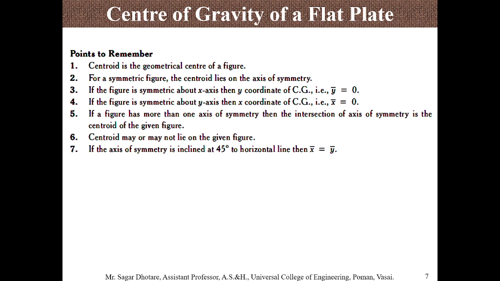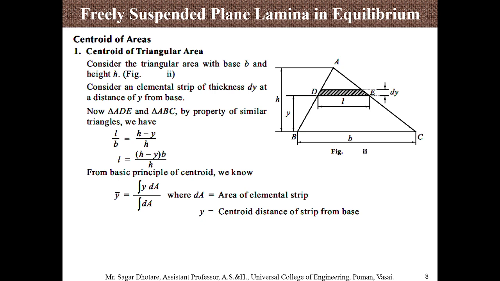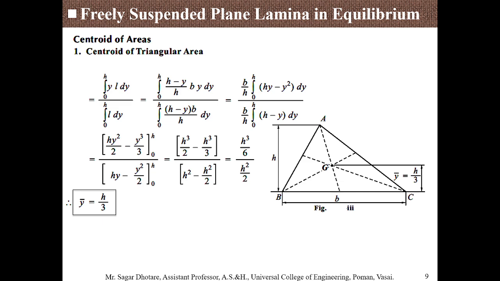If the axis of symmetry is inclined 45 degrees to the horizontal, in this case x bar is equal to y bar. It means that the values of x and y will be the same. Let us take an example of a rectangle. Area of a rectangle, everyone knows, is length into breadth. So based on the equation which we have already studied, the y value, that is y bar.